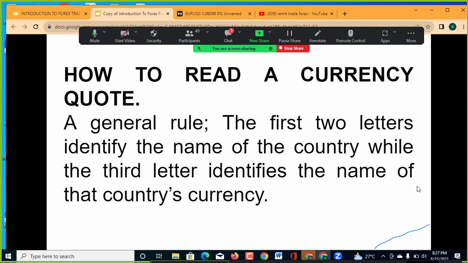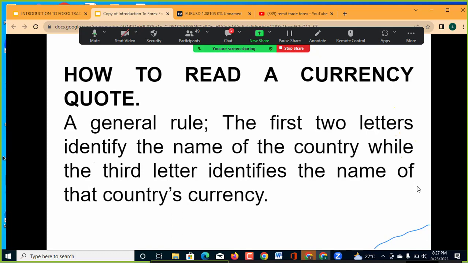Let's move further into today's training. How to read a currency quote. How can you read a currency quote? It's very important. So as a general rule, the first two letters that you see of any currency identify the country that it's coming from, while the third letter identifies the name of the country's currency.